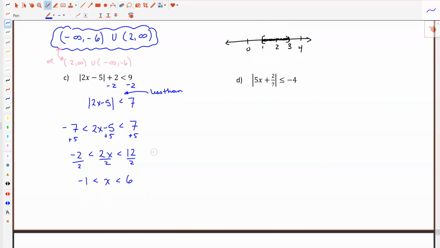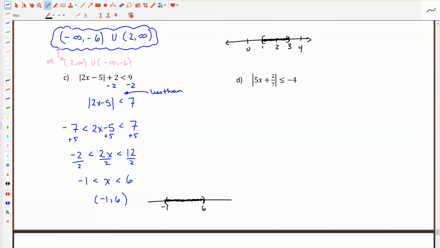So for my solution set, x is going to be trapped between negative 1 and 6, with all values in between. As interval notation, negative 1 comma 6 with parentheses on both of those values. And then for my graph, this isn't necessarily going to be to scale, but there's negative 1 and 6. We'll put parentheses on both of those endpoints, and let's shade all values in between. All right, cool. There's my graph.